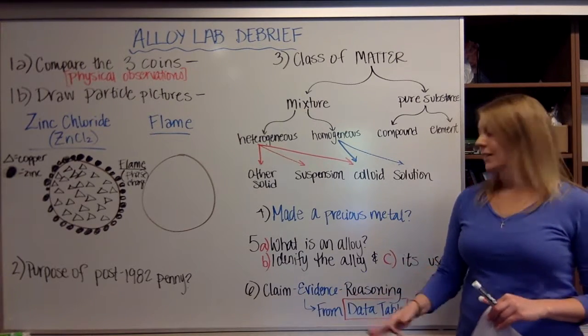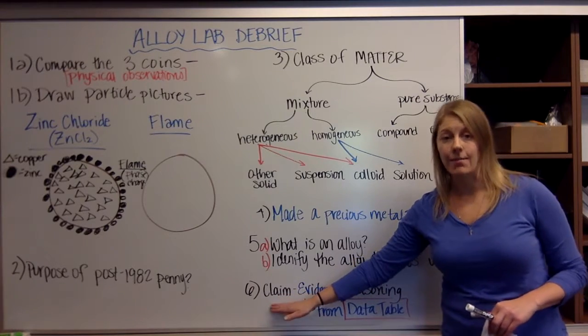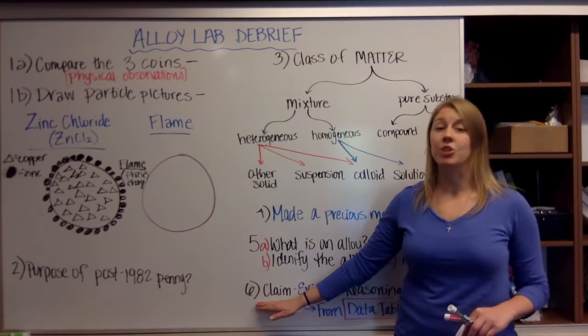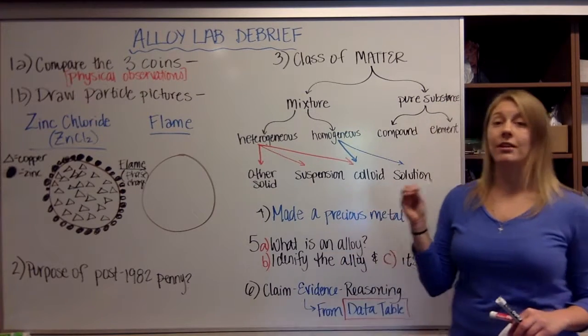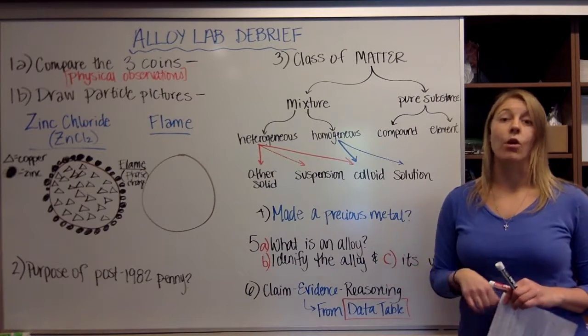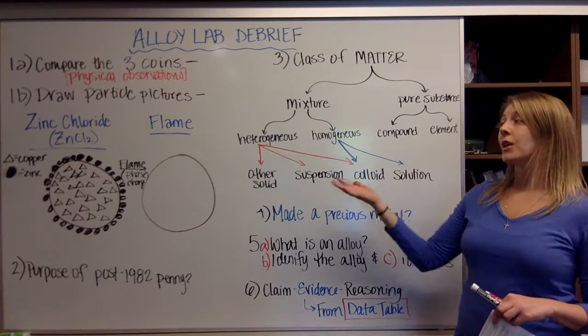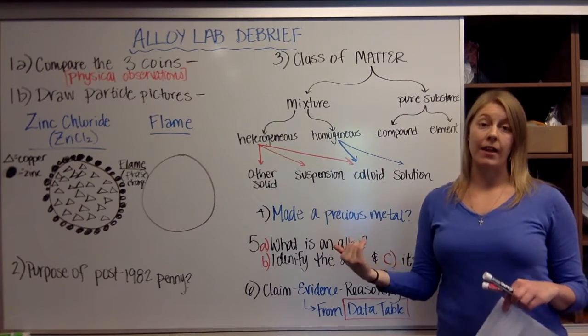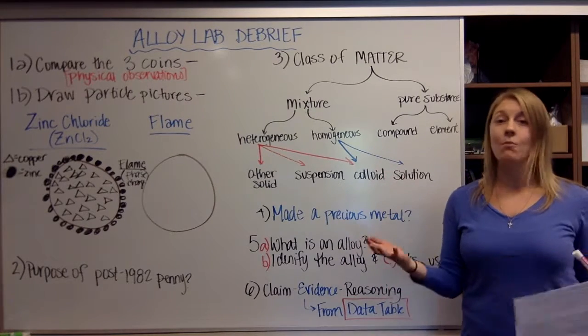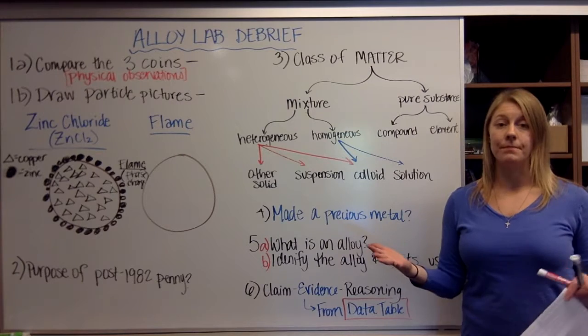Make sure that you are going in the order of claim, and then evidence, and then reasoning. Your claim should just be a claim. The claim should literally be the change that occurred was a physical change. Or, when the penny was treated with zinc chloride and then treated in the flame, a physical change occurred. Or a chemical change occurred, okay? Name one of them, and that's your claim.